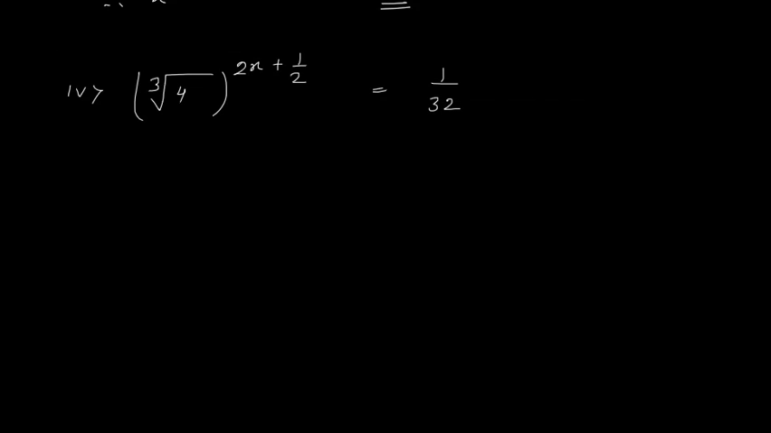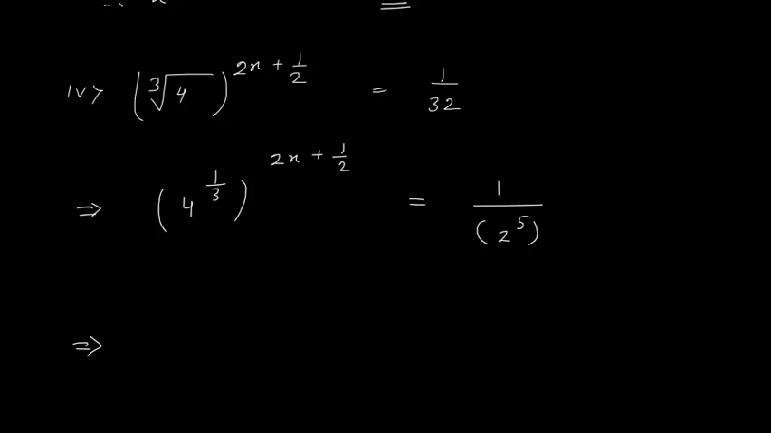Fourth question is: third root of 4, the whole power (2x plus 1 by 2), is 1 upon 32. Now here again, this is 4 power 1 by 3, the whole power we have 2x plus 1 by 2, and on the right hand side, this 32 I can write as 2 power 5.